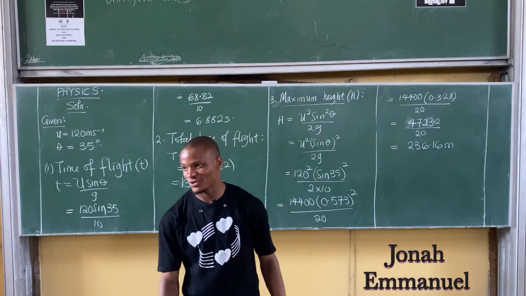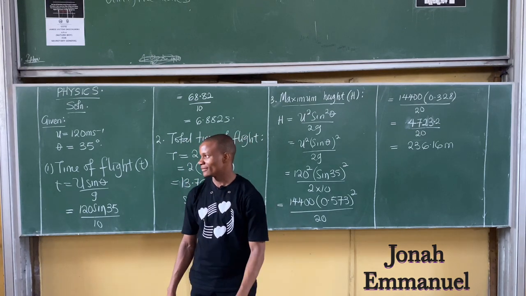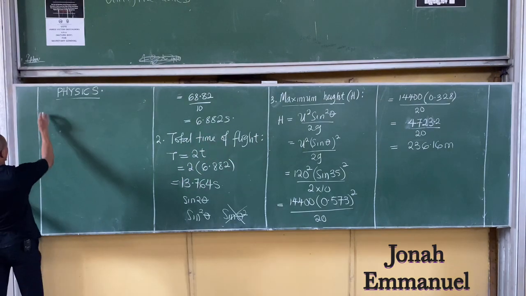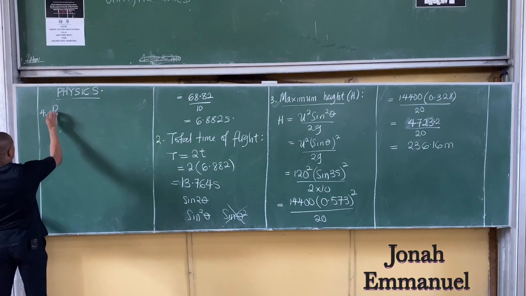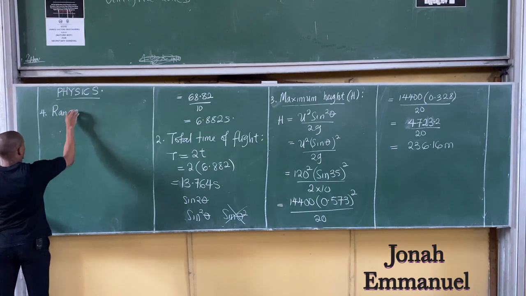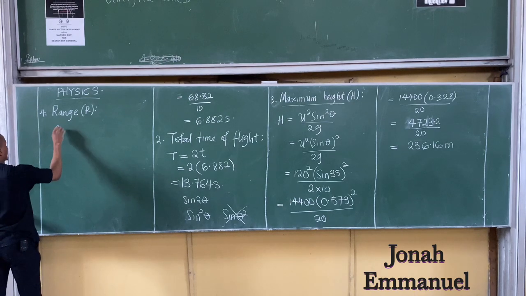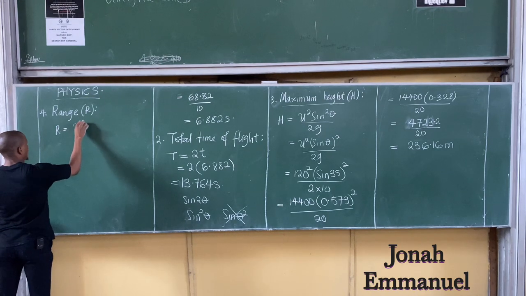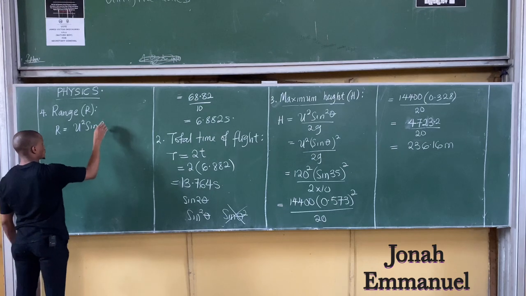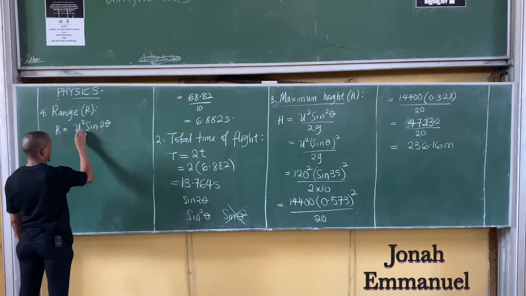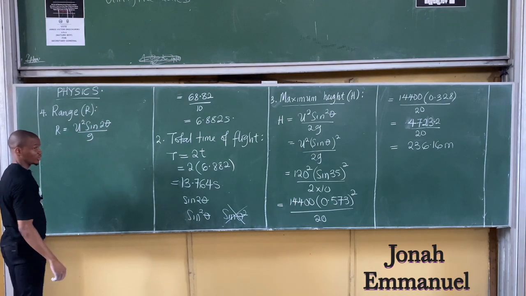2.36 meters. That's your center. The last thing that we have to calculate is the range. That's R. We said R is equal to what there? U squared sine 2 theta all over g.